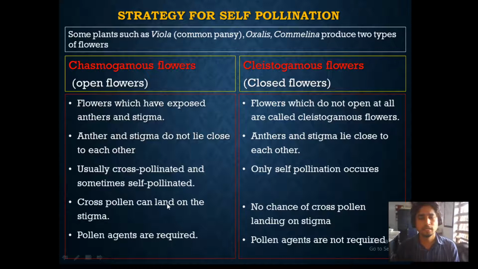So there is no chance of cross-pollination in case of cleistogamous, whereas in the chasmogamous there are chances of cross-pollination because the flower is open and has the exposed anther and stigma. And pollen agents are required for the chasmogamous flowers, whereas in the cleistogamous no pollen agents are required. We are going to study what the pollen agents are, how they are useful in pollination, and how flowers are adapted to have various pollen agents.